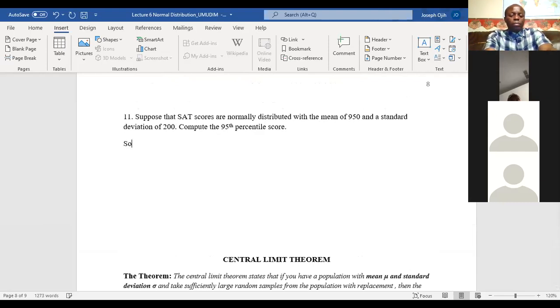Again, solution. Know what a percentile is? If you're scoring in the 95th percentile, that means you performed better than 95% of all the people that took the SAT exam.